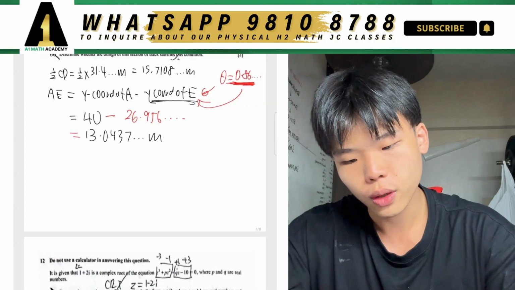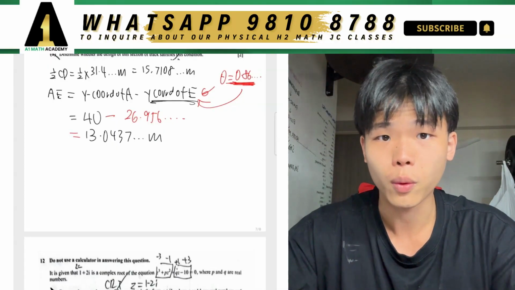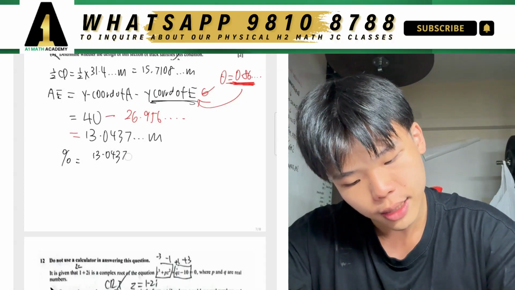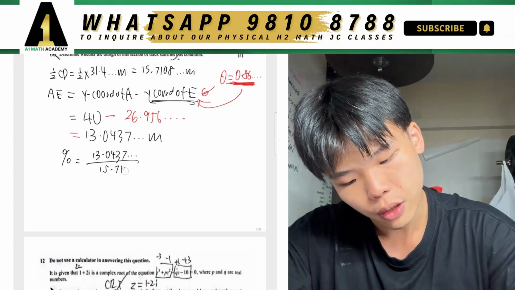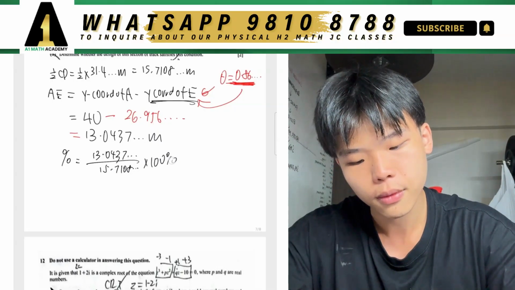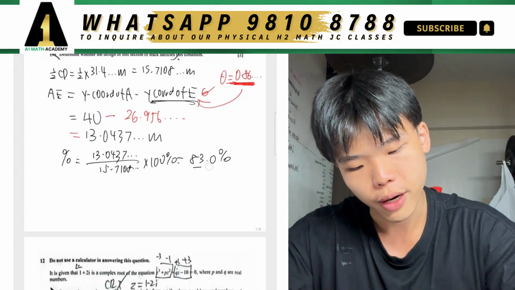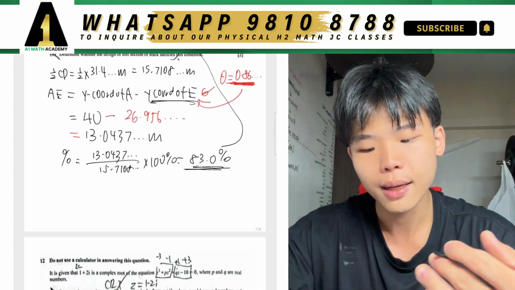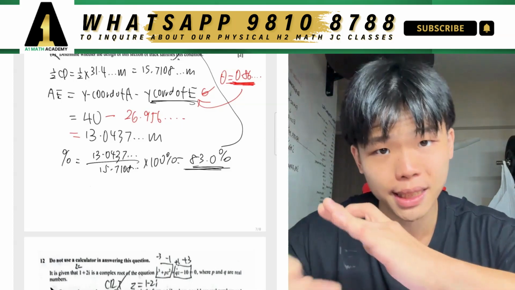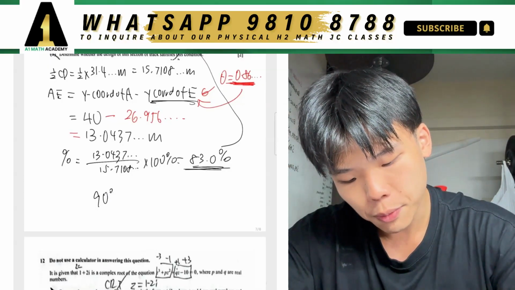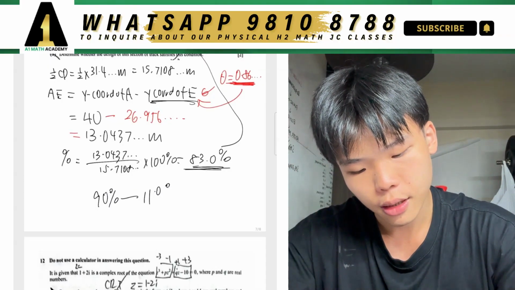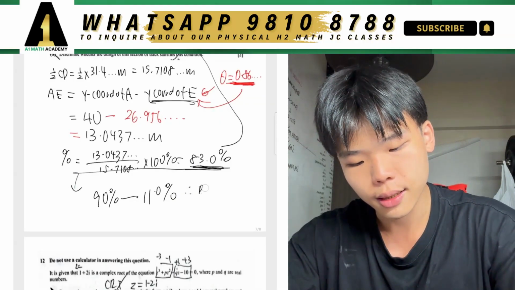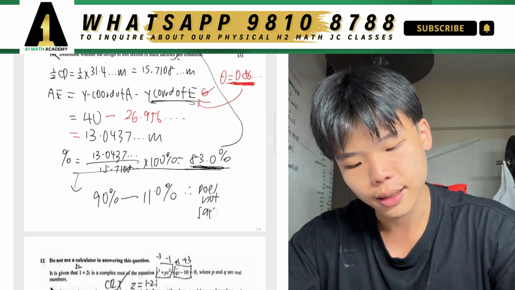you get 13.0437... meters, right? So a very simple way to tackle this question would just be to find out the percentage difference. So the percentage will just be 13.0437... over 15.7108... times 100%, which gives you a value of 83.0%, right? And you can see that 83% is smaller than 90%, because when we say within 10% of the distance, that means the maximum range that we have is from 90% all the way until 110%, right? So this 83% actually falls outside of the valid range, and therefore it does not satisfy the answer over here.